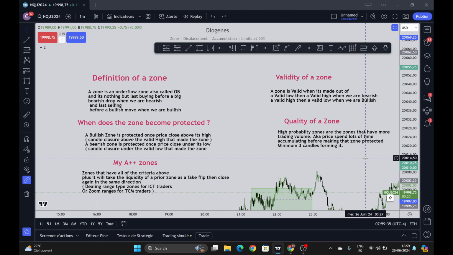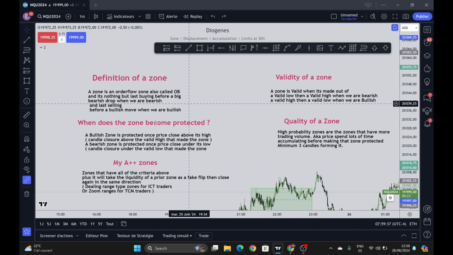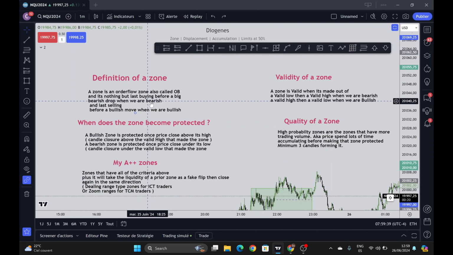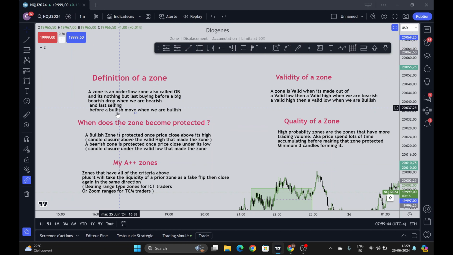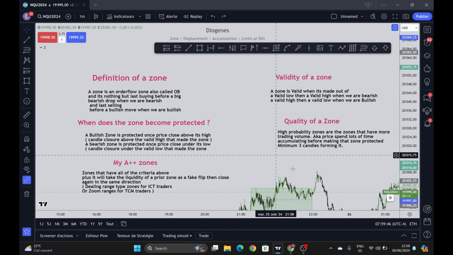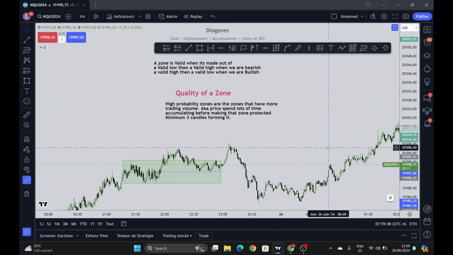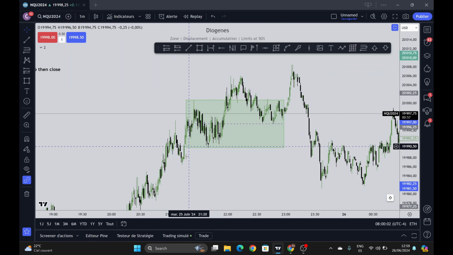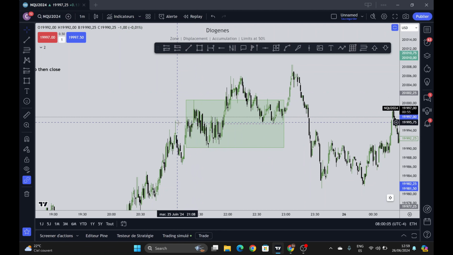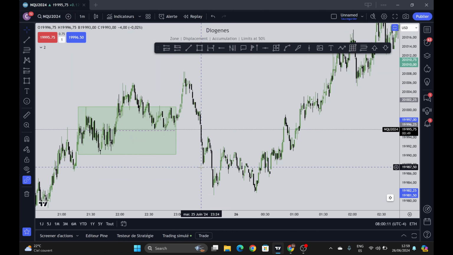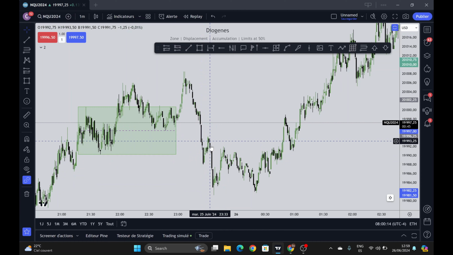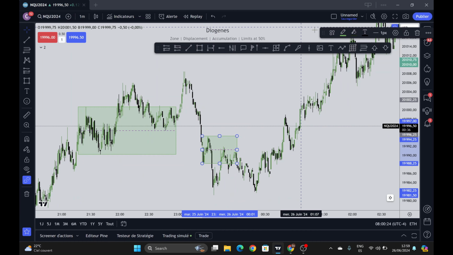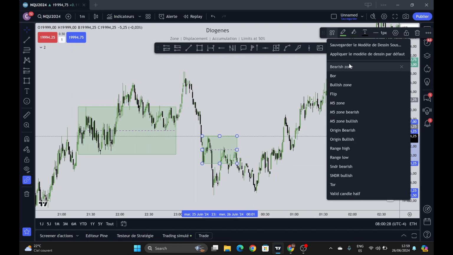A zone is an order flow zone, also called OB, and it's nothing but the last buy-in before a big bearish drop when we are bearish, and the last sell-in before a bullish move when we are bullish. So for example, this was a bearish move before a large bullish swing, right? So this was our zone. When we are bearish, this was our last bullish move before our bearish swing. So this was our zone. So a zone is nothing but this.